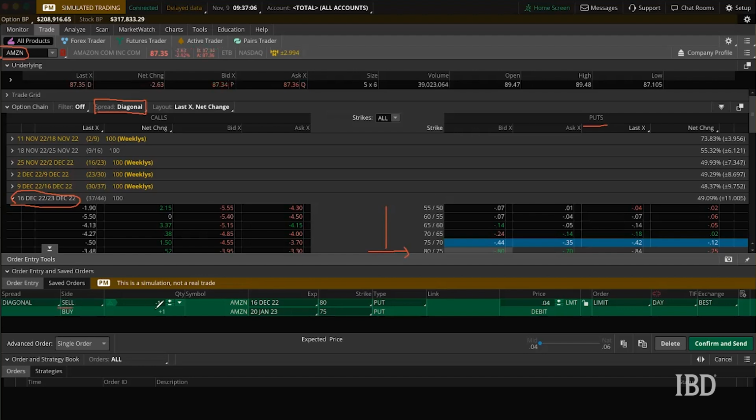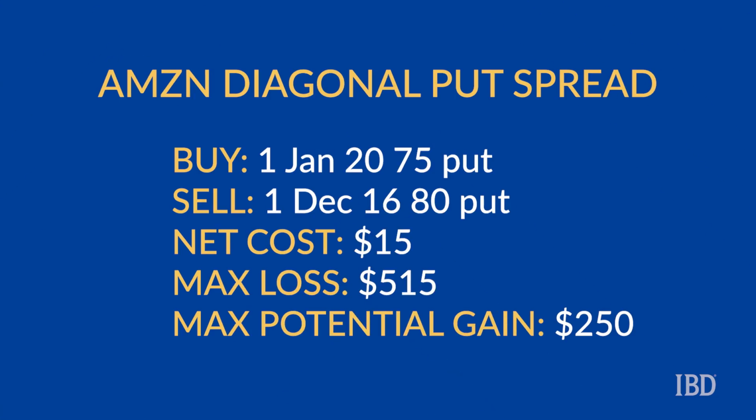So to recap, we are looking to sell one December 16th 80 put and buy one January 20th 75 put. So we're looking at selling a December 16th put with a strike price of 80 and buying a January 20 put with a strike price of 75. The net cost of the trade would be $15, and that is also the most the trade could lose on the upside. The risk for the trade on the downside is a maximum potential loss of $515. The maximum potential gain is around $250, which would occur if Amazon closes right at 80 on December 16th.